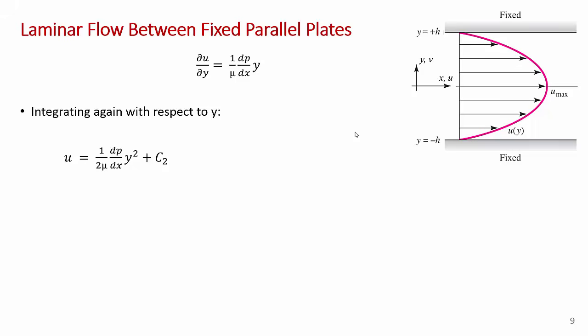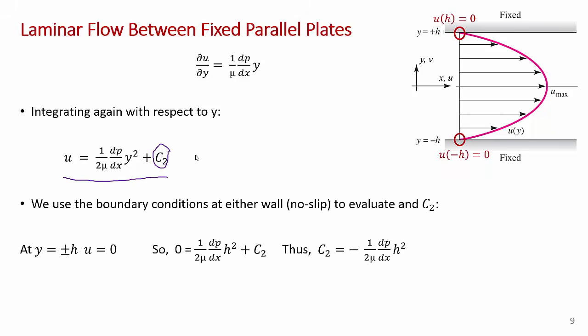So we have du/dy equals 1 over mu dp/dx, where dp/dx is a negative constant, times y. We can integrate again with respect to y, and of course that's going to become y squared divided by 2, and we get another constant. Now this time we can evaluate this constant, c2, by considering the boundary conditions on either the upper or lower wall. It doesn't really matter, as it turns out, because we have y squared.